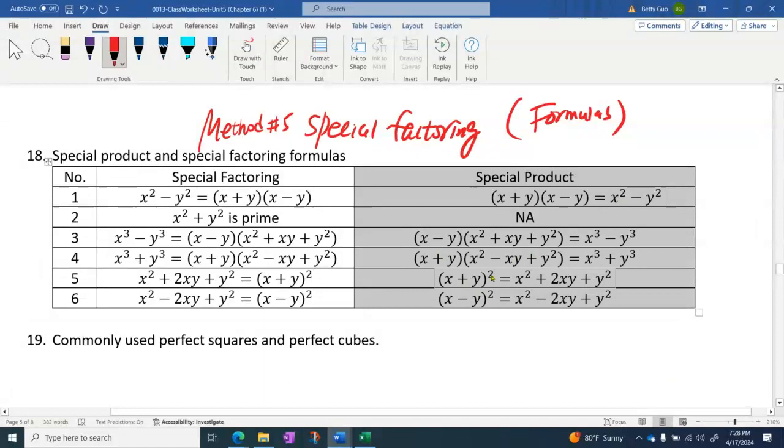And this one is the square of a binomial sum, which equals a perfect square trinomial. This is the square of a binomial difference, which also equals a perfect square trinomial, but the middle term is negative. And this binomial times this trinomial gives us a difference of 2 cubes. And this binomial times this trinomial gives us a sum of 2 cubes.